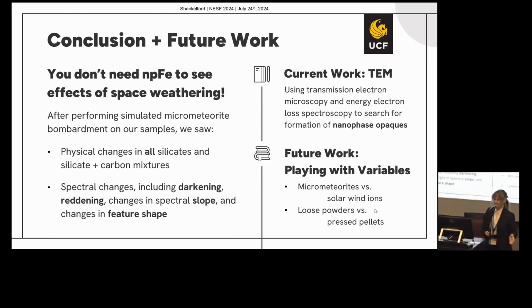So our conclusion, you don't need nanophase iron to see the effects of space weathering. After performing our simulated micrometeorite bombardment on our samples, we saw physical changes in all silicates and the silicate carbon mixtures. We also saw spectral changes, including darkening, reddening, changes in slope, and changes in feature shape. Our current work, we're working on using transmission electron microscopy and electron energy loss spectroscopy to search for the formation of nanophase opaques, hopefully nanophase carbon. And in the future work, we'd like to play with variables like looking at how solar wind ions may affect our samples instead of simulated micrometeorites, and then also looking into how using pressed pellets instead of loose powders may impact the spectral features we see. So, thank you.